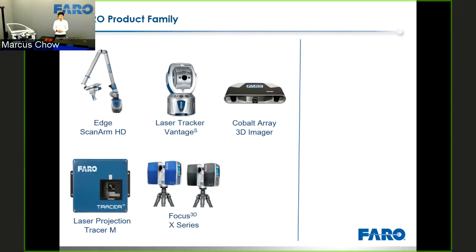Then we have the Focus 3D X series, which is a laser scanner used mainly for scanning building facades, for BIM or building information modeling, civil information modeling, as well as accident and crime scene scanning. And lastly, we have the Freestyle 3D scanner, which is a handheld scanner suitable for product design and reverse engineering.